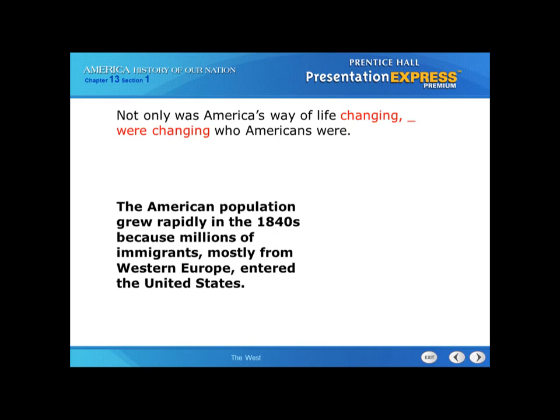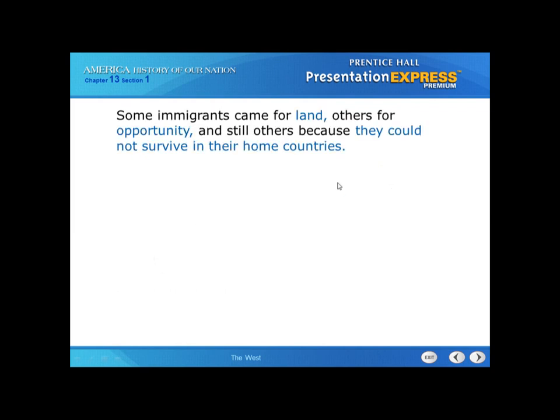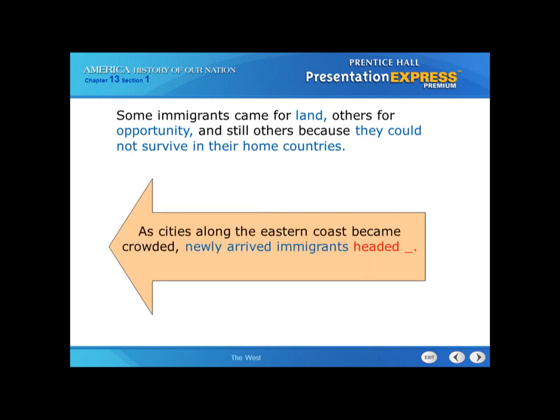The American population grew rapidly in the 1840s because millions of immigrants, mostly from Western Europe, entered the United States. And as you can see from the arrow here, the U.S. population just soared. Some immigrants came for land, others for opportunity, and still others because they could not survive in their home countries. As cities along the eastern coast became crowded, many newly arrived immigrants headed west.